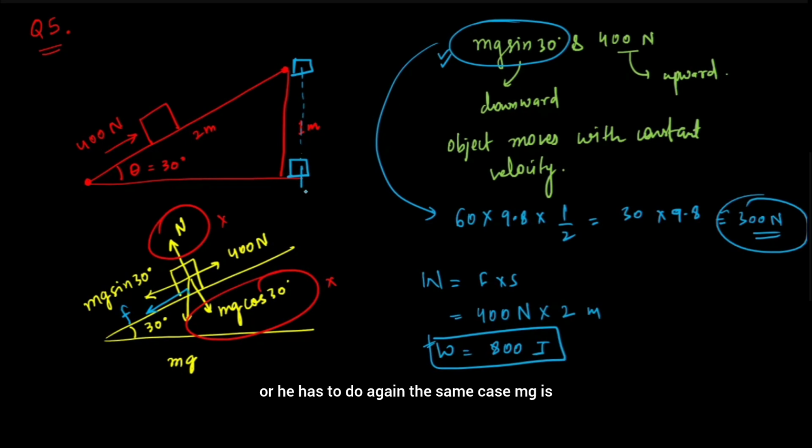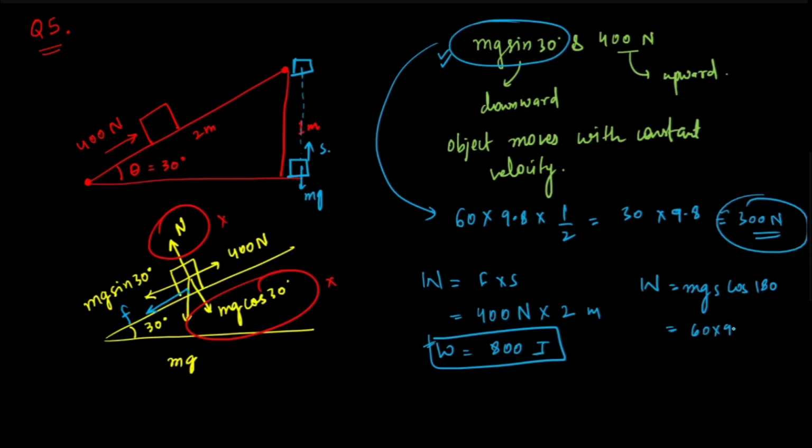Again, the same case. mg is acting in the downward direction, displacement is taking place in the upward direction. So work done in this case is going to be what? mg times s times cos 180. Mass is given as 60, so 60 times 9.8, displacement is 1 meter, cos 180 is -1. So it is going to be almost 600 joules.